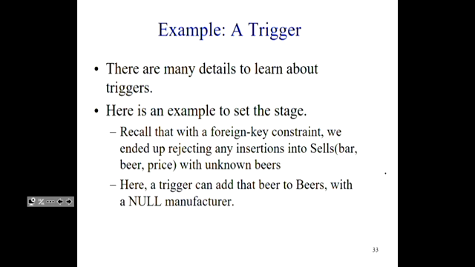But a trigger can actually allow you to fix that. So in this case, we want to have a trigger such that if a new beer is added to, let's say, the Sells relation, then that same beer is added to the Beers relation with null as the manufacturer. Okay, so let's say we want to do that. Make sense so far?